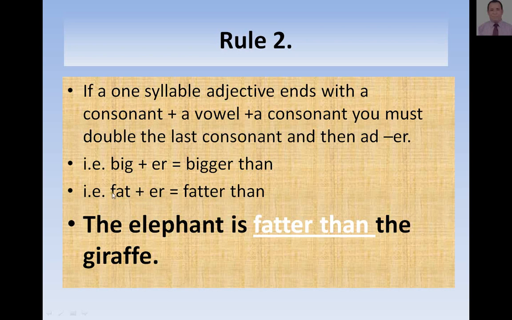Fat, the same. Here F is a consonant, A is a vowel, T is a consonant. We add er by doing this: fatter than, double T. Example, the elephant is fatter than the giraffe. Notice here, guys, that we have this er, but before er we double T, and we follow the adjective fatter, ending with er, by than, because it's a comparative.